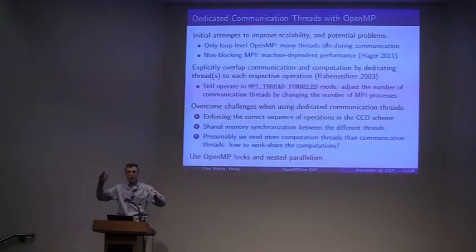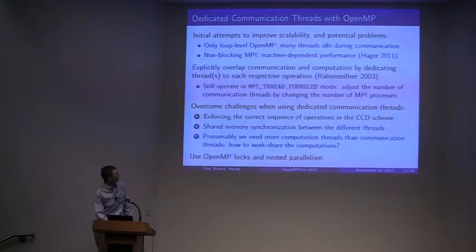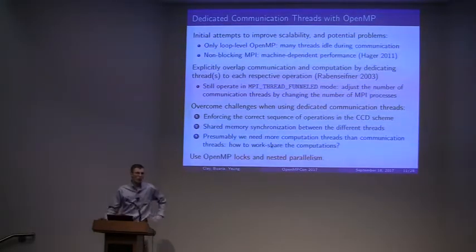And then, in addition to that, if I complete an operation, say, on a communication thread, and the results need to be made available to the computation threads, is the memory synchronized such that the results they're using would be correct? And also, at least when we started to think about this approach, we thought we'd probably not have a one-for-one ratio of communication to computation threads. Presumably, we would have fewer communication threads than computation threads. So how do we have the code be able to have many more computation threads compared to the communication threads?